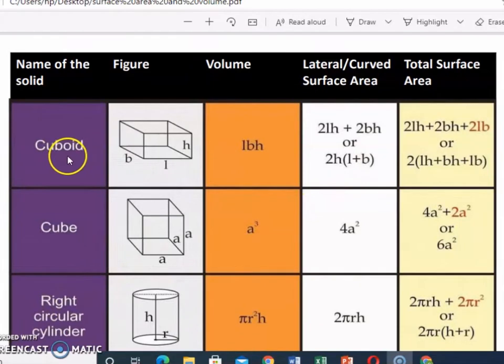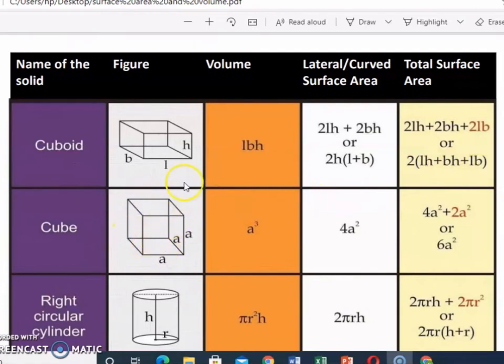So for a cuboid, the volume is length into breadth into height. For the lateral surface area of a cuboid, it will be 2LH plus 2BH. Or you can take 2H common and write it as 2H into L plus B. In case of total surface area, 2L into B is also getting added. Length into breadth, that is top and the bottom surface, is getting added to this. Then it becomes the total surface area. So here also you can take 2 common and write it in this way, 2 into LH plus BH plus LB.